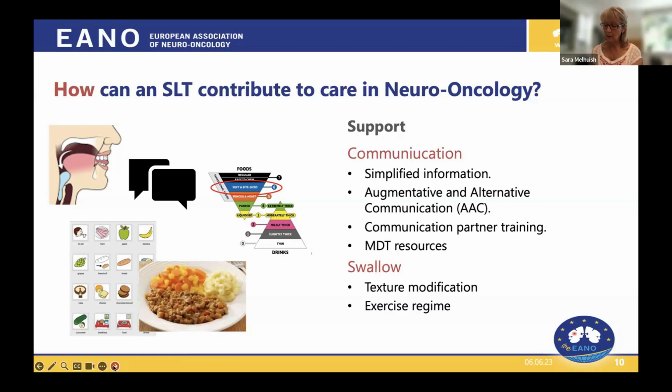For swallowing difficulties, texture modification may often be used as a patient deteriorates to allow ongoing pleasure from eating and drinking, whilst reducing but often not eliminating the risk. In other patient groups, swallow rehab may be more appropriate. Again, a part of our skill set and informed by our objective instrumental assessment.